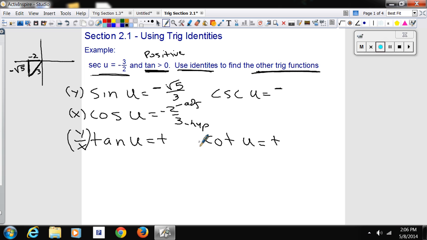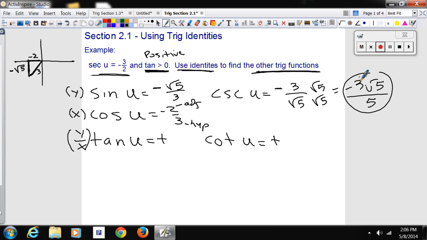When I just flip that one over, I'm going to get a 3 over a radical 5, right? It's going to be negative. I need to multiply by the radical 5. So negative 3 radical 5 over 5 would be my cosecant.